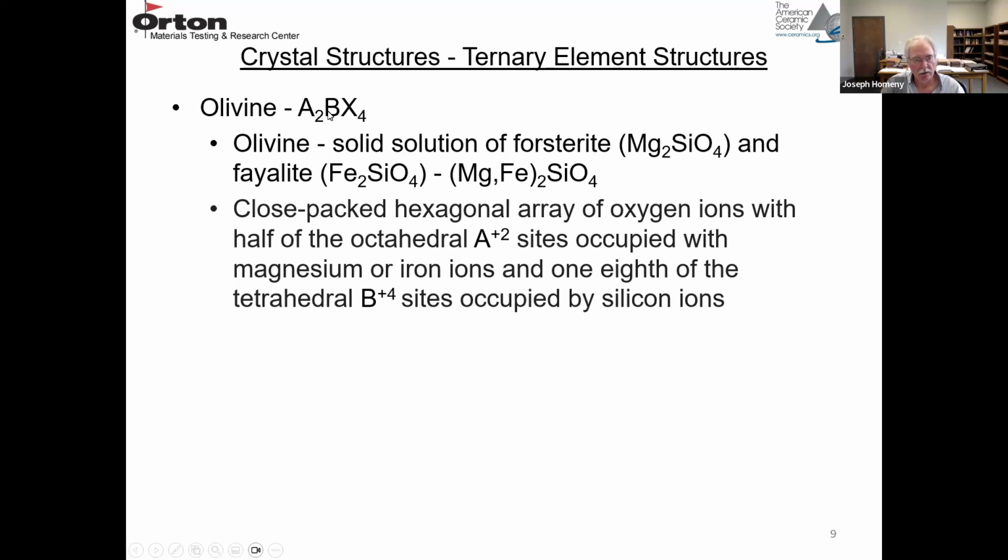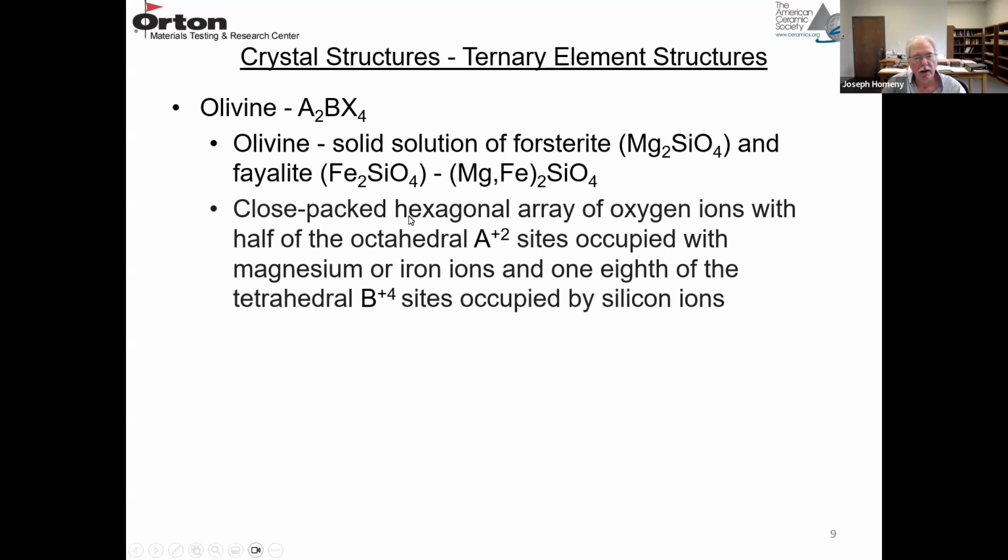Fayalite has this A2BX4 structure. It actually forms a solid solution with the forsterite. So it's MgFeSiO4. The Fe ion is substituting for an Mg ion, so it's a solid solution. And solid solutions usually have ions of the same size and charge substituting for each other. The problem with olivine is that forsterite's a high temperature material, fayalite's a very low temperature material. So the higher the fayalite content, the lower the use temperature of that particular olivine.